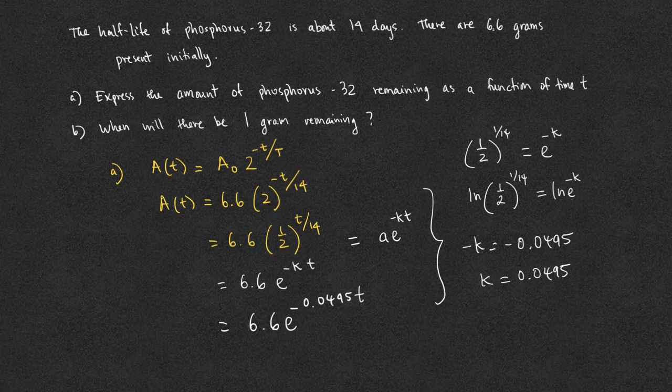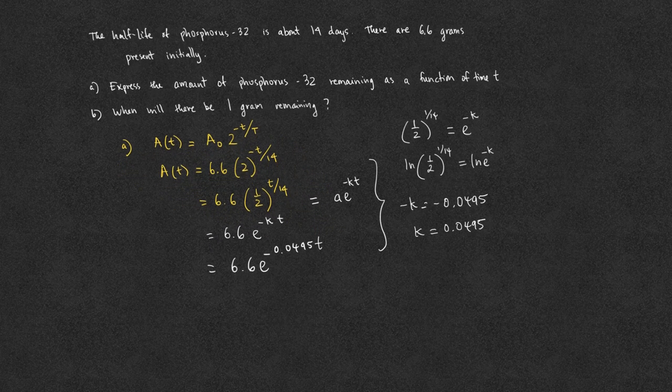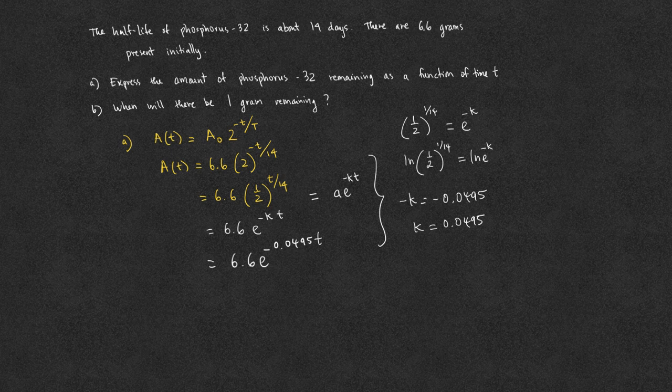Next, when will there be 1 gram remaining? This equation gives us the amount at any time t. T in this case is the number of days. "When" is the question of time. So we're looking for the time, the number of days, when the amount is 1 gram.